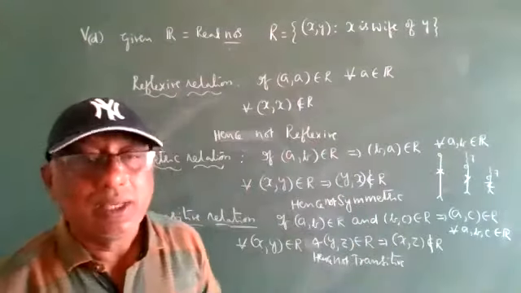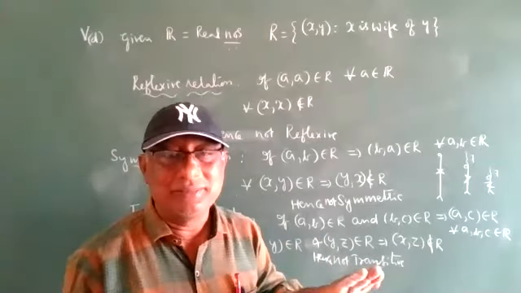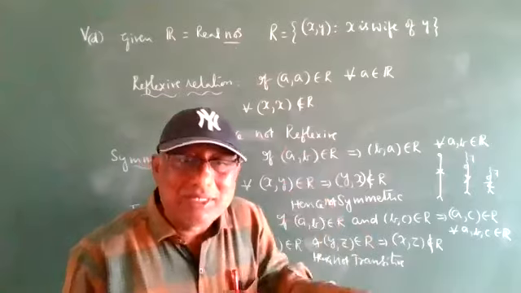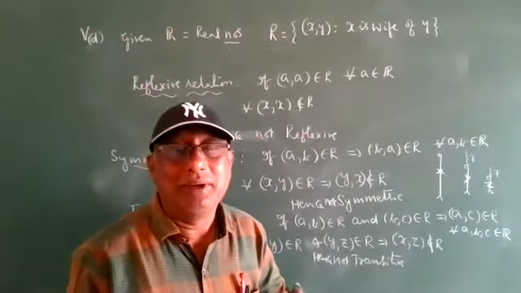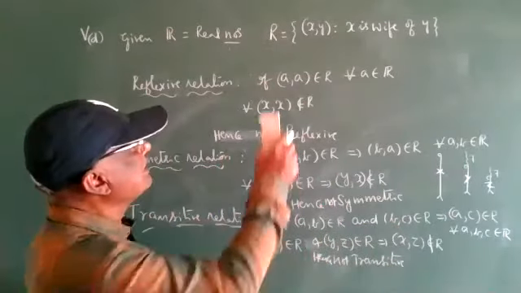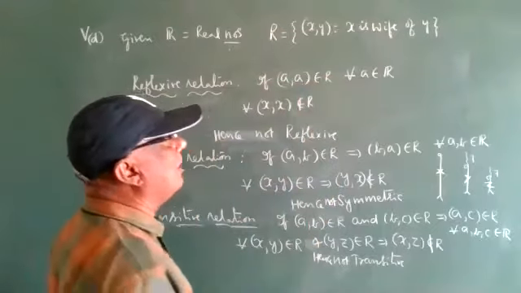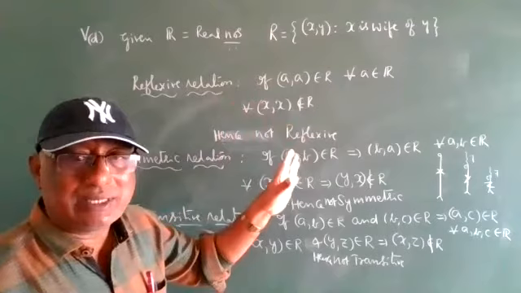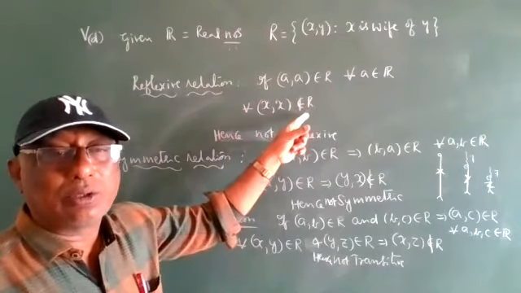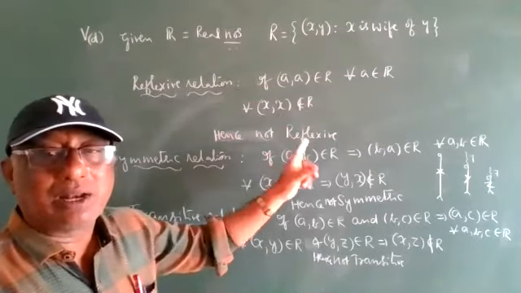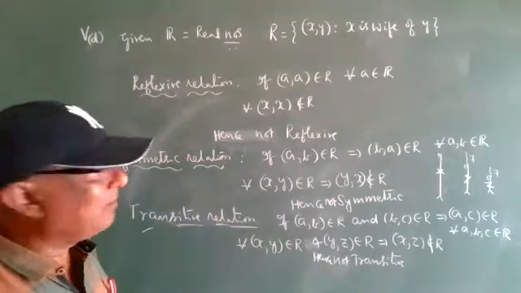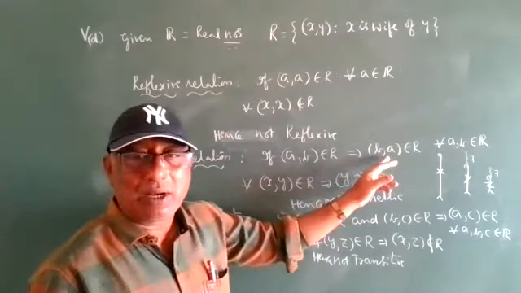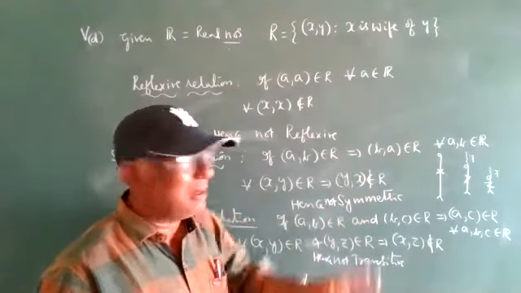Not reflexive. Himself is not a wife. Okay? Every person himself is not a wife for him. So it fails. First write down (A, A) belongs to R, then only relation. Every person is not his own wife, so that does not belong to R. Hence not reflexive.